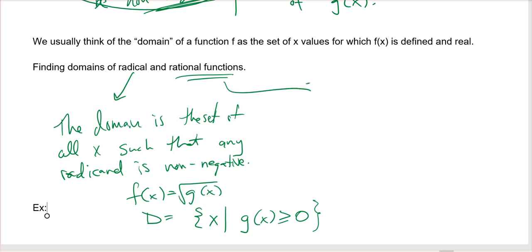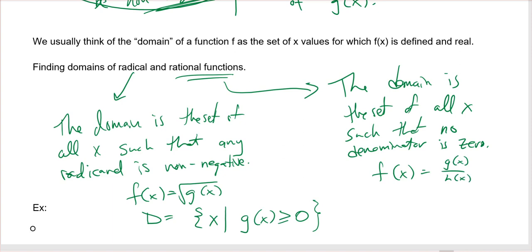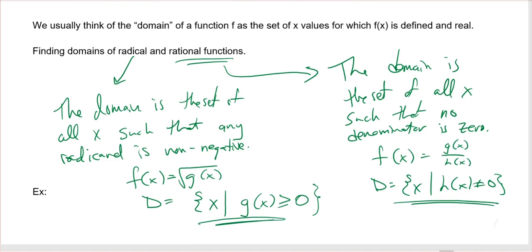For rational functions, we would say the domain is the set of all x such that no denominator is 0. Okay, maybe we don't need the exclamation point. The emphasis is already implied. So if we have a function that looks like this, maybe g over h, the domain here is the set of all x so that our denominator is non-zero. Right? Okay, great. So we just need to find those sets.